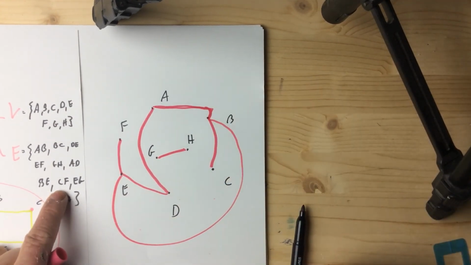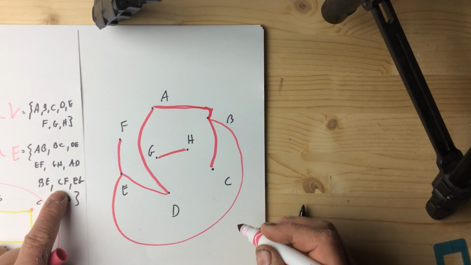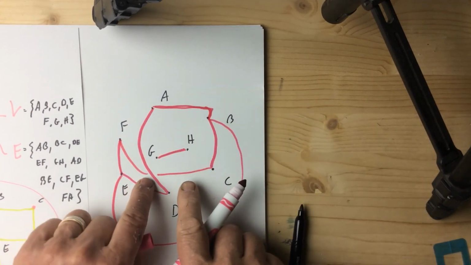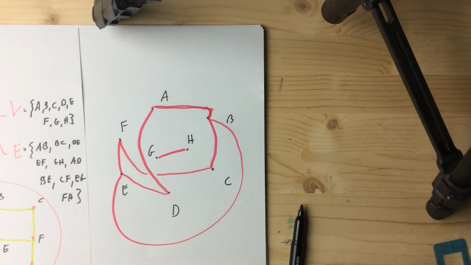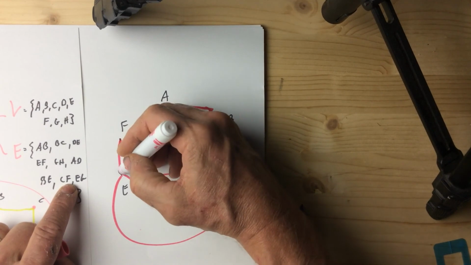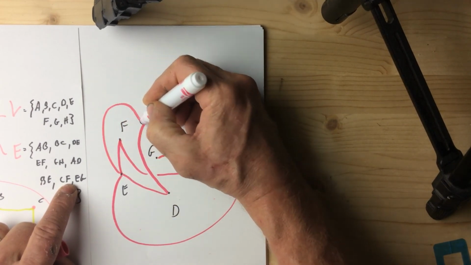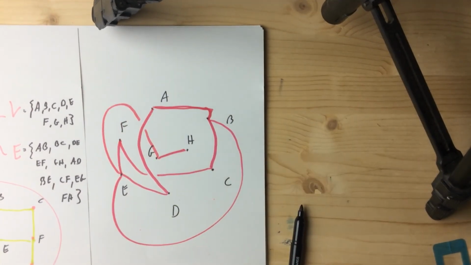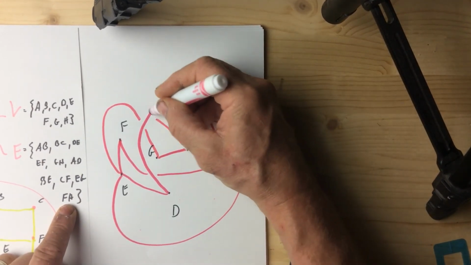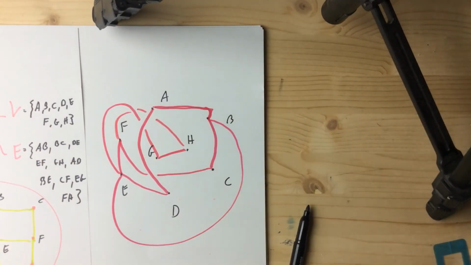BE. CF. Oh, it's kind of hard to get there. It looks like I'm going to have to cross my lines there, edges, but it's not an intersection. It's a crossing, but let's not worry about it. EG. I think I can get that one. No, I got to do that again. Oh, EG, and FH. Man, that nasty graph.